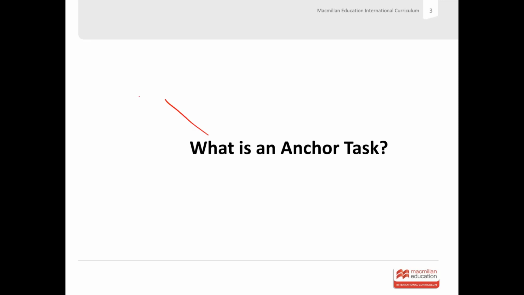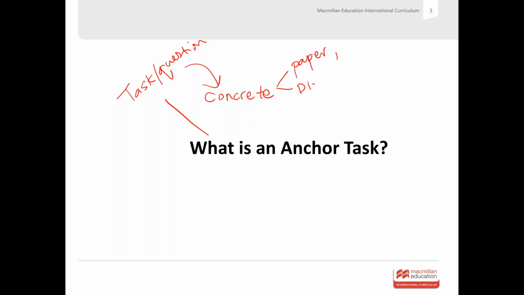So an anchor task is a task or a question at the beginning of the lesson. And along with that, we expect our teachers and our children to be able to play around with concrete materials. So what does that mean, concrete materials? If it's fractions, it might be some paper. What else could it be? It could be Dienes. It could also be place value counters. It could be a paper cut up into a shape. So it could be many different things that allow our children to play around with the maths.